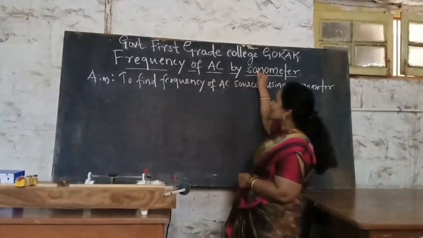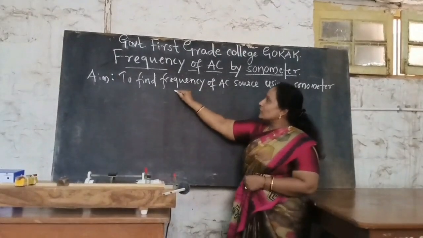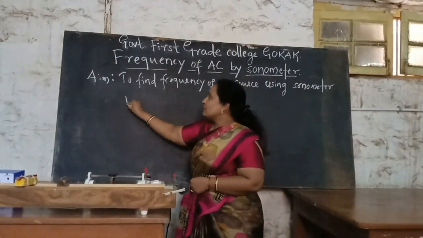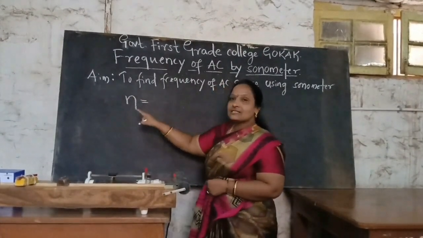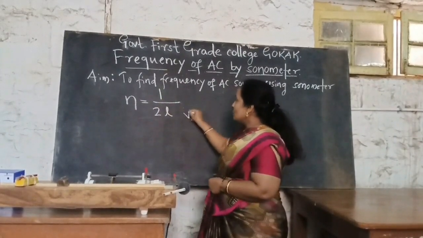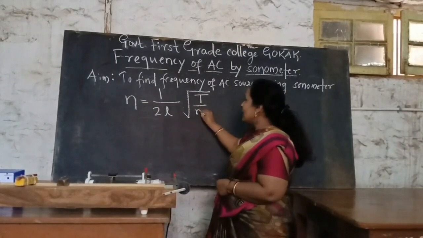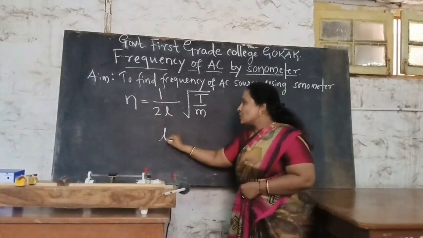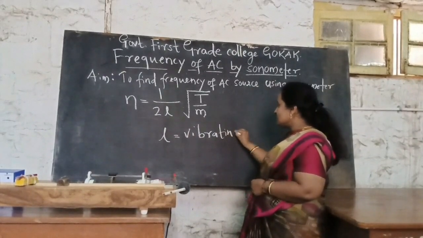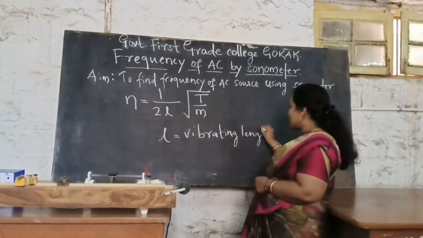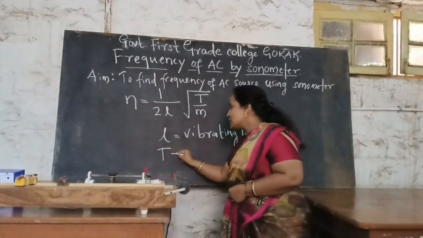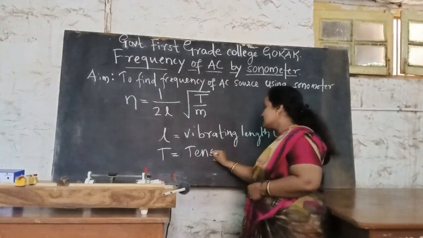Frequency of AC by sonometer. The formula used to find the frequency of AC using a sonometer is frequency N is equal to 1 divided by 2L root of T divided by small m, where L is the vibrating length of the wire. Unit is meter. T is the tension applied to the wire.